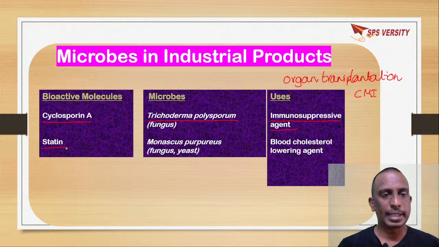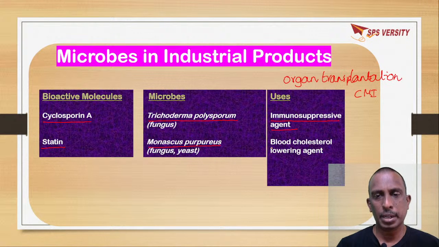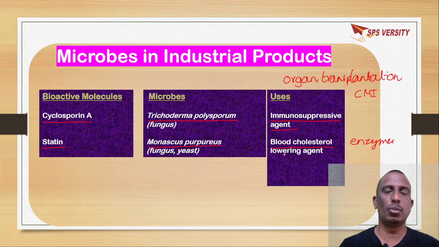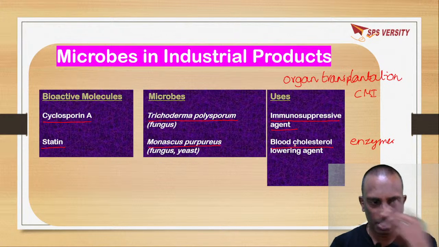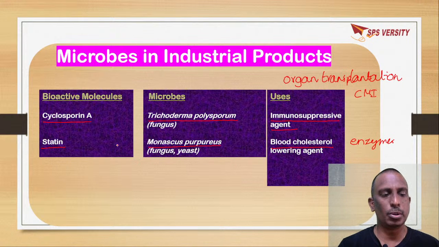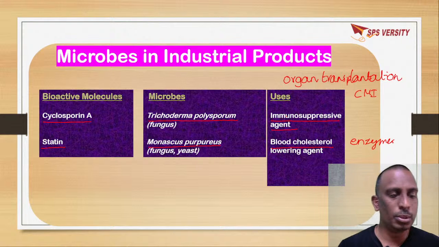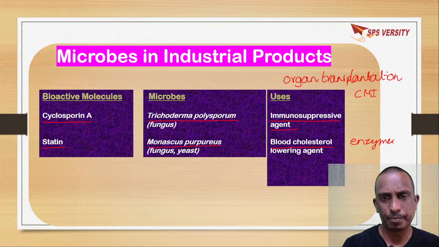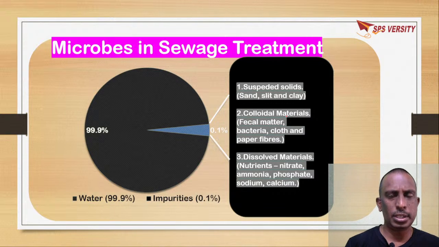Next, statins, which are extracted from a yeast, Monascus purpureus. It will reduce blood cholesterol. That is, it interacts with the enzymes involved in blood cholesterol, so it will reduce the blood cholesterol level. So statins is one of the bioactive molecules used in lowering blood cholesterol level. Cyclosporin is a bioactive molecule used as an immunosuppressive agent. So these are bioactive molecules used in the medicine industry in treatment of various diseases. Till now we discussed microbes in household, in medicine, in industrial products.